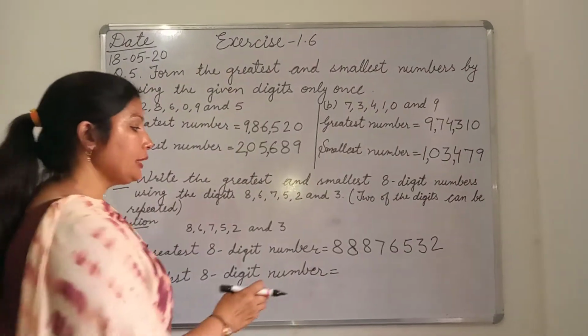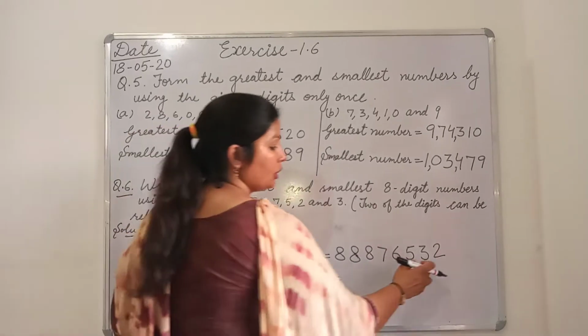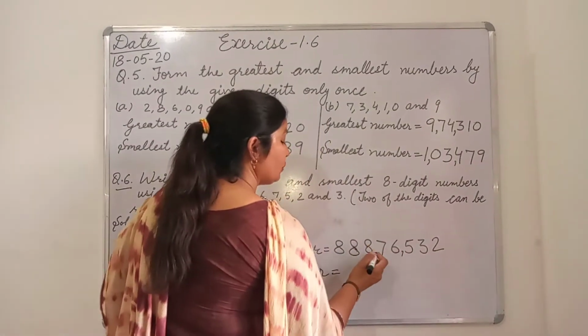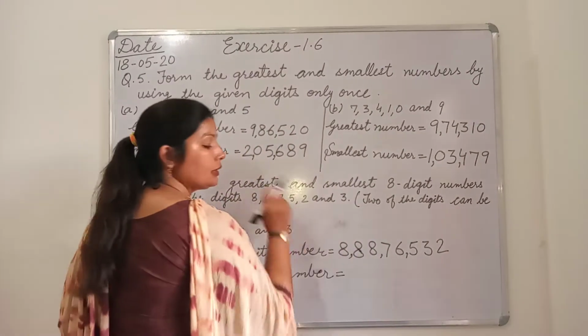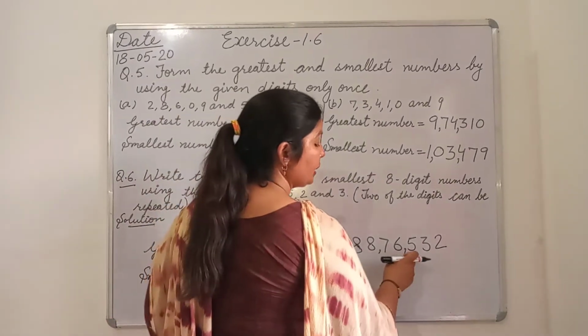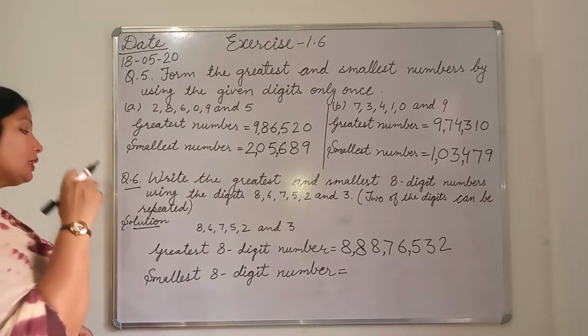Okay. So we repeat the greatest. Okay. Now we can put commas. Ones, tens, hundred, ones period. Thousand, 10,000, thousand period. Lakhs, 10 lakhs, lakhs period. And this is crore. 8 crore, 88 lakhs, 76,532.